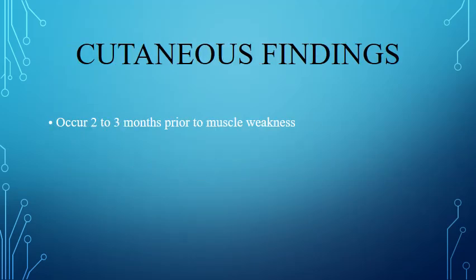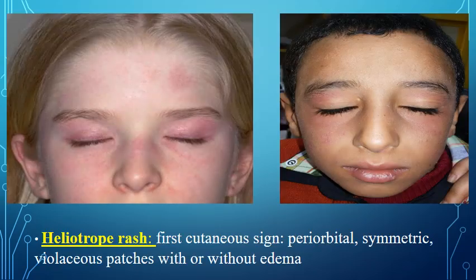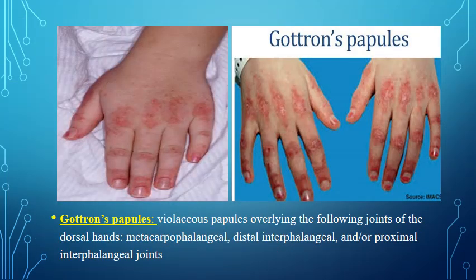دلوقتي هنتكلم على cutaneous finding. It occurs 2 to 3 months prior to the muscle weakness. ده شكل الheliotrope rash. It is the first cutaneous sign. بتبقى periorbital, symmetrical, violaceous patches with or without edema. ده شكل الجوترين papules. The Gottron papules are violaceous papules overlying the following joints of the dorsal hands: metacarpophalangeal joint, distal interphalangeal joint, and or proximal interphalangeal joints.